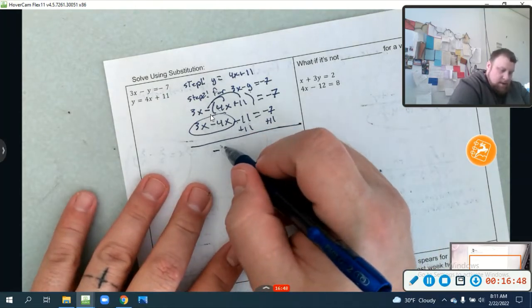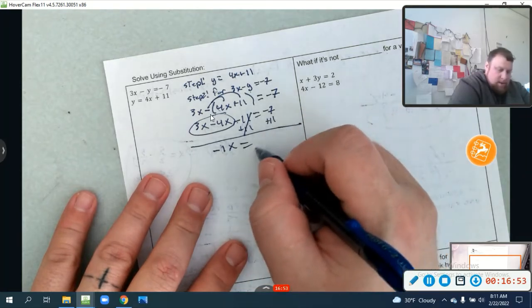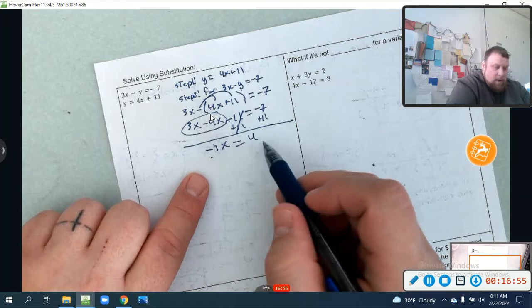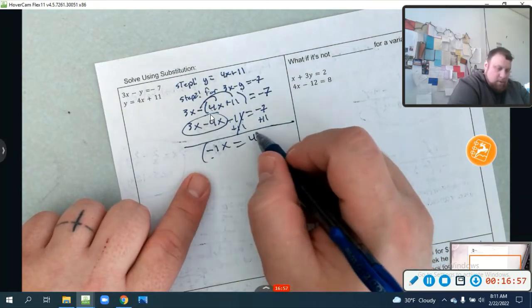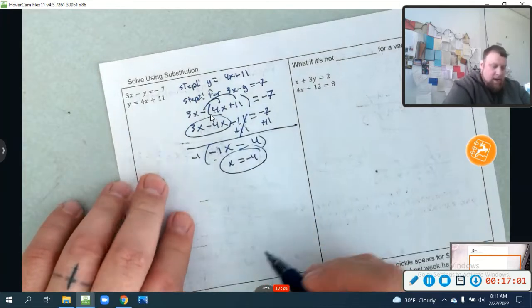3x minus 4x is negative 1x equals negative 7 plus 11 is 4. Negative 1x equals 4. Then I can multiply both sides by negative 1, and I get that x equals negative 4. All right, I have my x value.